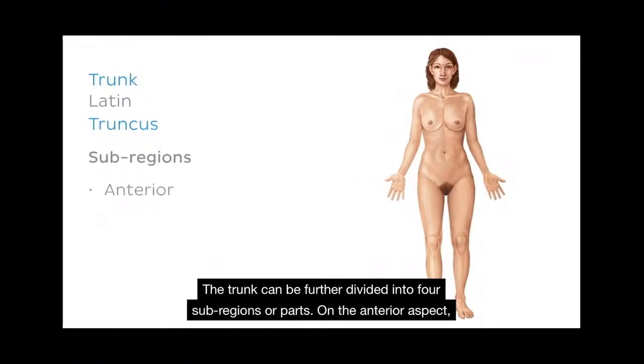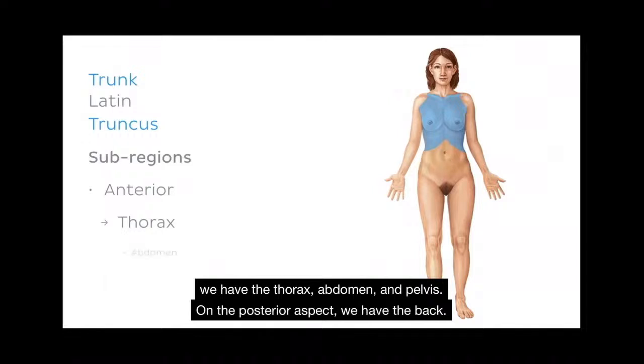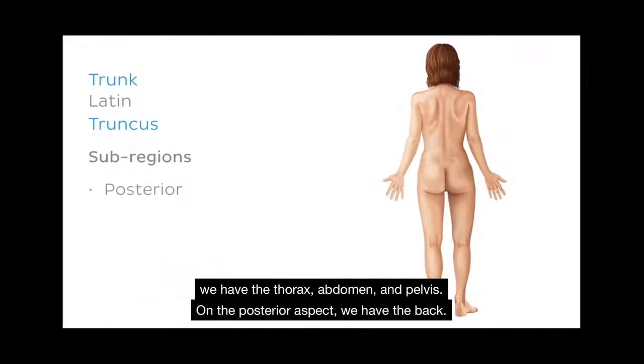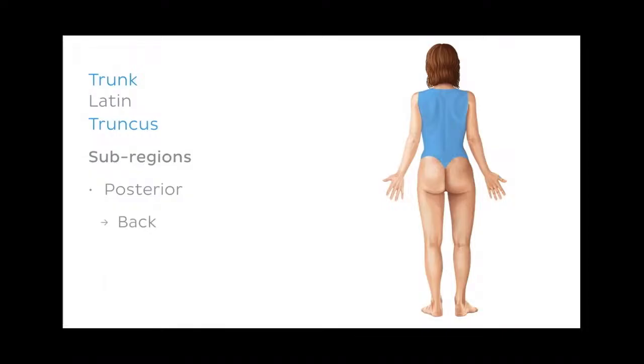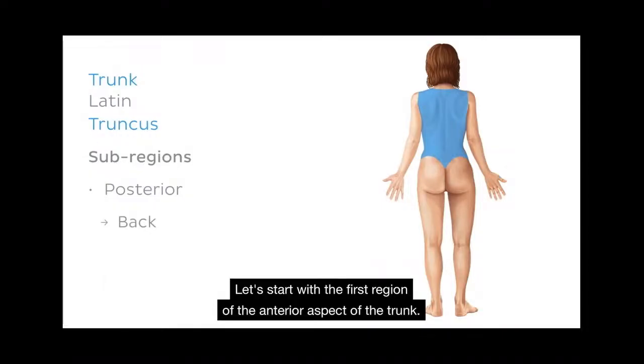On the anterior aspect, we have the thorax, abdomen, and pelvis. On the posterior aspect, we have the back. Let's start with the first region of the anterior aspect of the trunk.